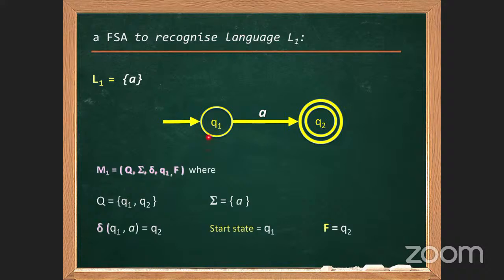The start state is Q1, which I indicate here. The stop state is Q2, which I indicate here. So this FSA, I can give a name, the machine M1. It has the 5 components: Q, sigma, delta, Q1, and F.